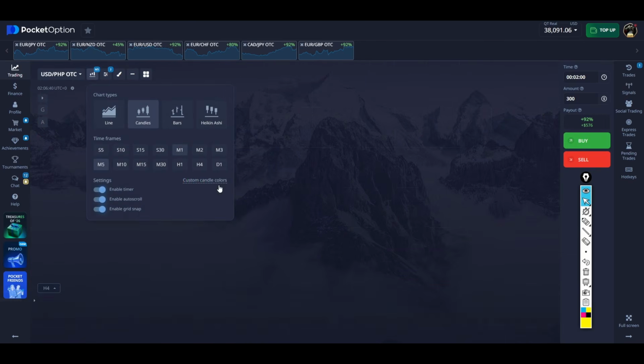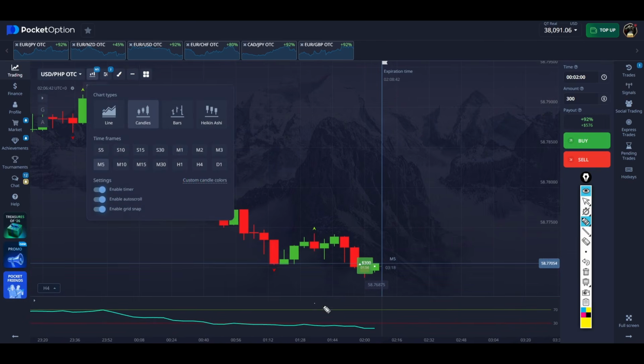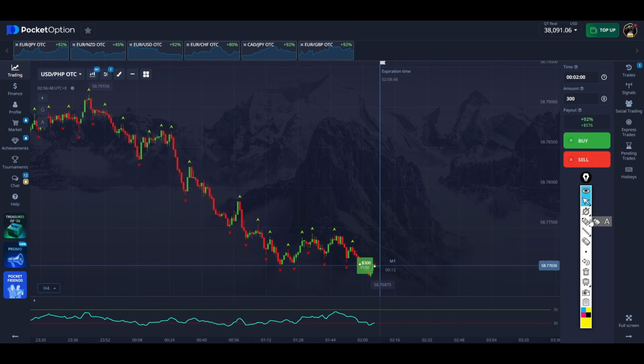I'm entering a long position. DeMarker is showing oversold conditions, and on the fractal indicator, I'm seeing a bearish formation. That gives me a solid entry point for a corrective move. Let's switch to a lower time frame and see how it plays out.